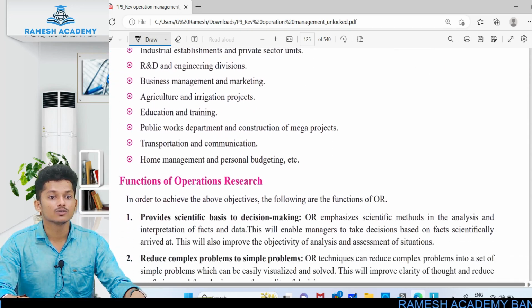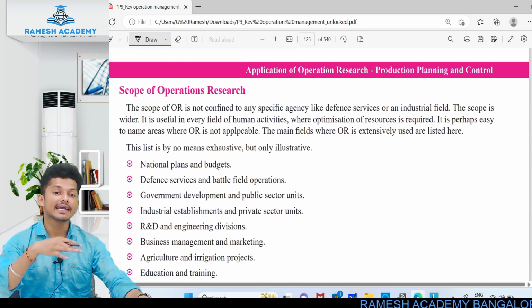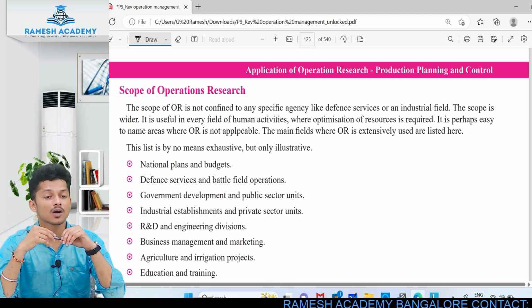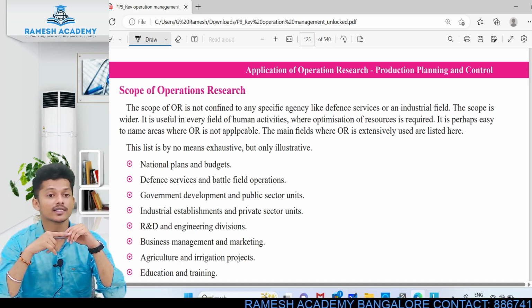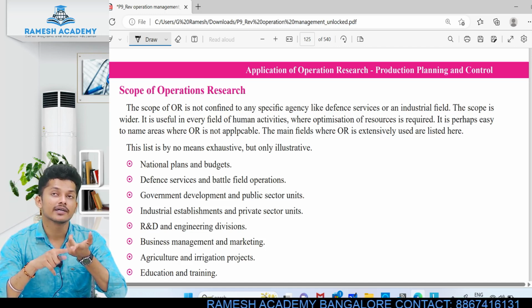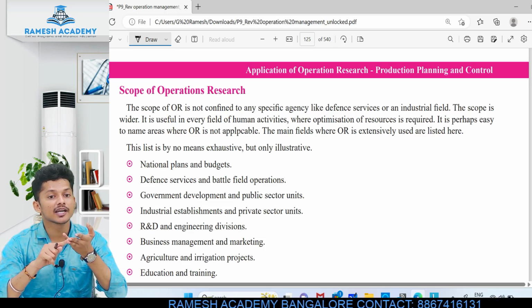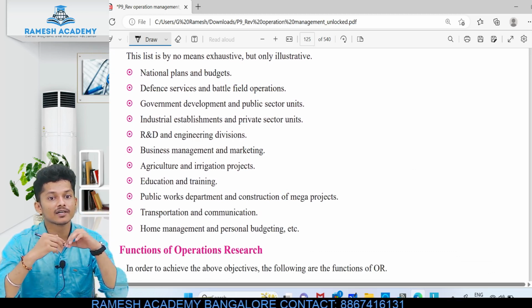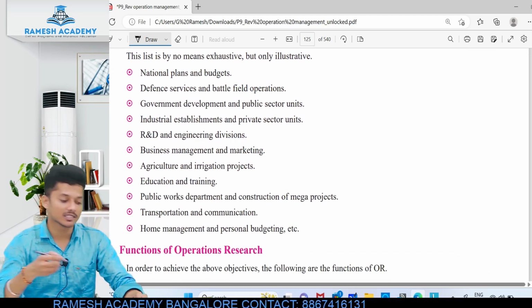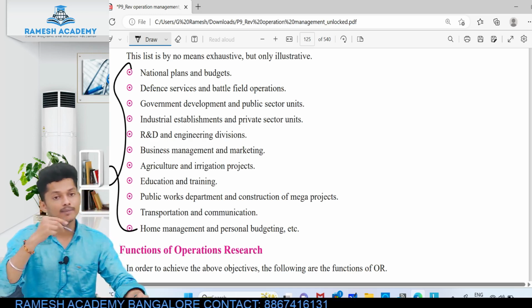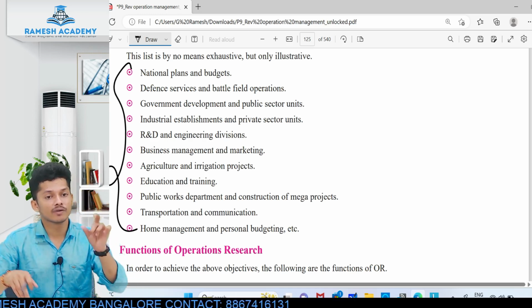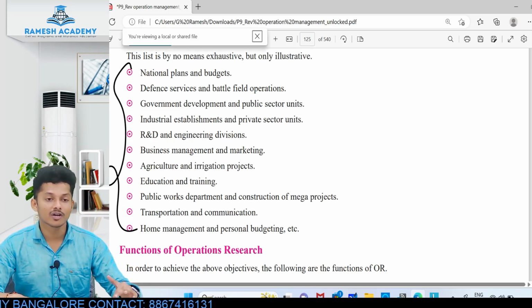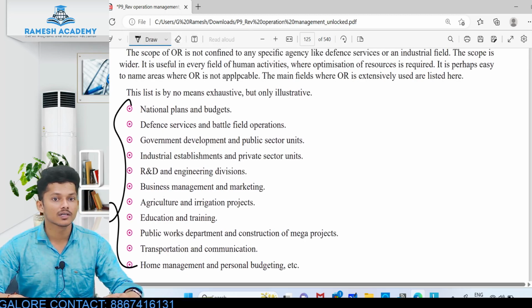Okay, now scope is nothing but areas. Okay, you already learned this, right? Which are all the areas where operational research is applicable. In the first class only you learned, that is national planning and budgeting, and then defense, okay, and then education and training, R&D, industrial distribution, agriculture and irrigation projects, public works, transportation, communication, home management, personal budgeting. So these you already learned. So if scope is asked, you give one heading, and under that you explain at least 3 points. Okay, these we already learned in the introduction part only, correct?